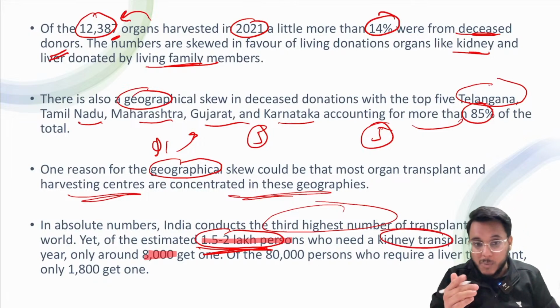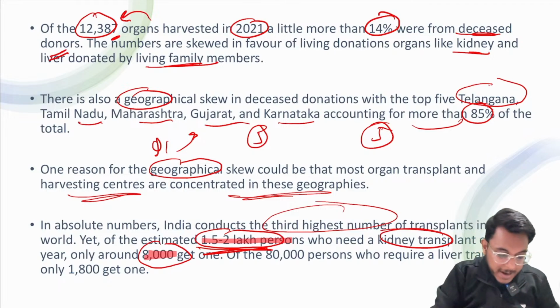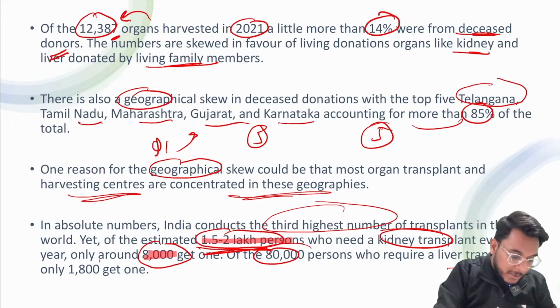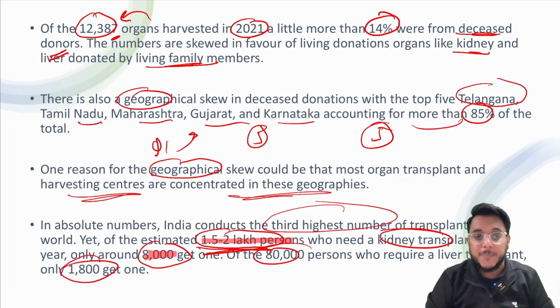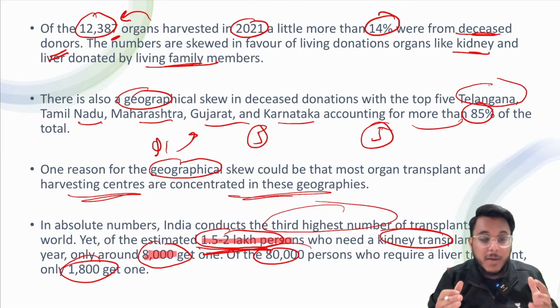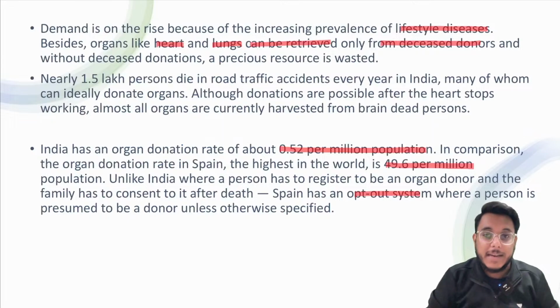But out of this 1.5 lakh, only 8,000 people are actually getting a kidney. 80,000 people require a liver transplant, but out of 80,000, only 1,800 are getting a liver. So the point is that a large number of people who need organs are not getting them.